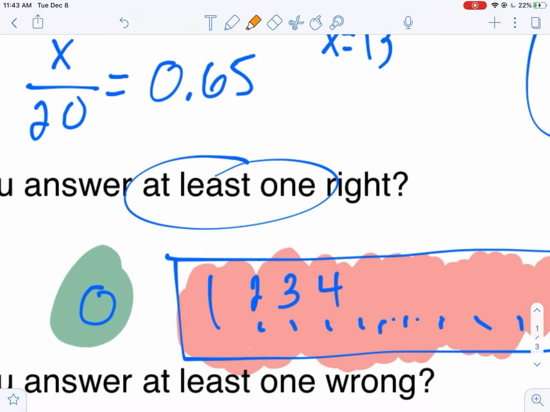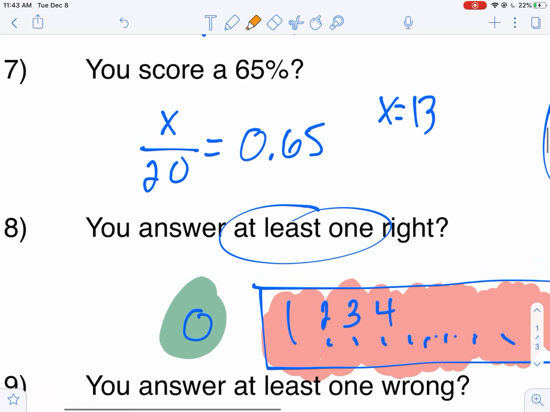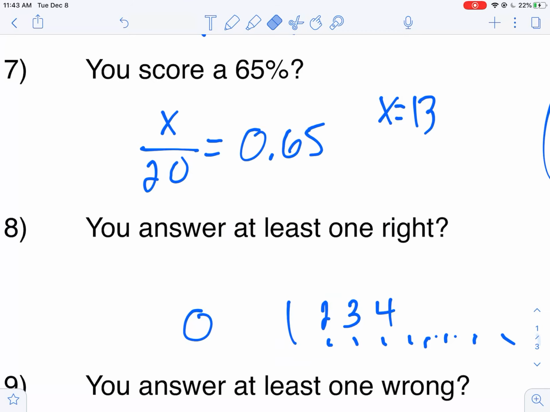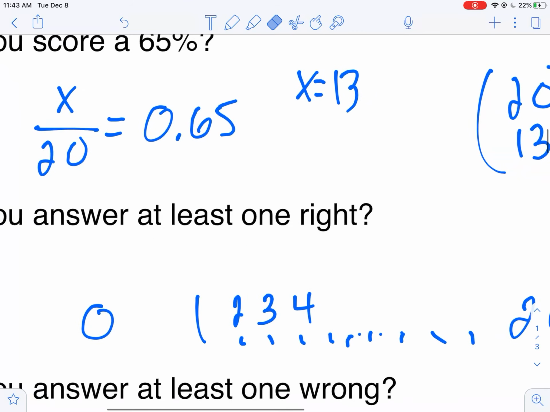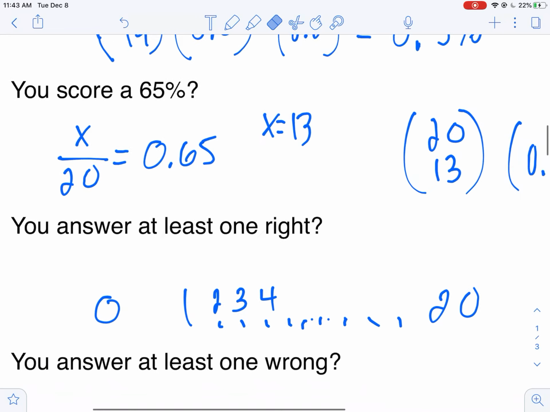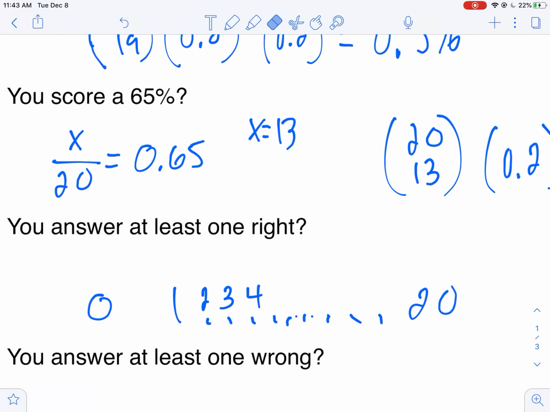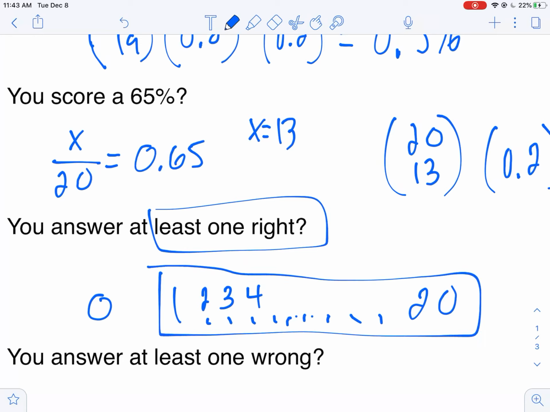Now, here's where people start to get a little mixed up. When you get these "at least" questions, like in this case, it says you get at least one right. So here's the strategy I had. I started at 0, went up to 1, and then after that I could go 2, 3, 4, and so on, all the way up to 20. Which ones am I concerned with? It says at least one right. So that could be 1, 2, 3, 4, all the way up to 20. So I need to find the probability of those. And I don't need that one.